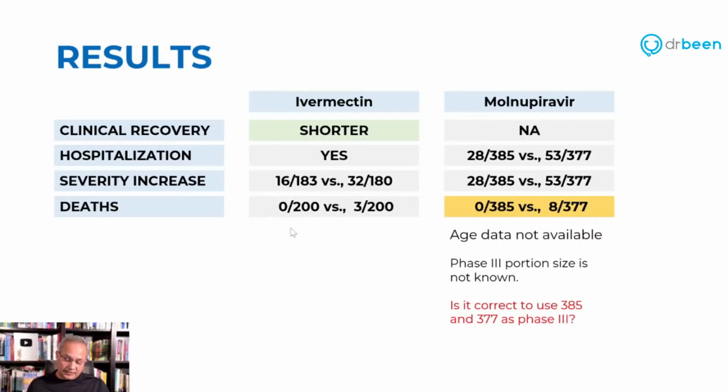And then deaths. In the ivermectin Mahmood study, 0 out of 200 for ivermectin, 3 out of 200 for placebo. And on the molnupiravir, 0 out of 385, once again without knowing the breakdown of phase 2 and 3, versus 8 out of 377. Good results. No death. I would take it.